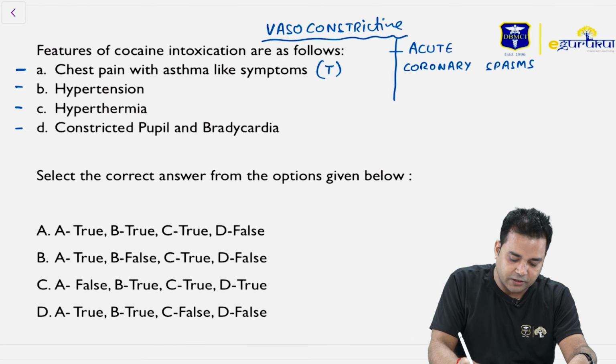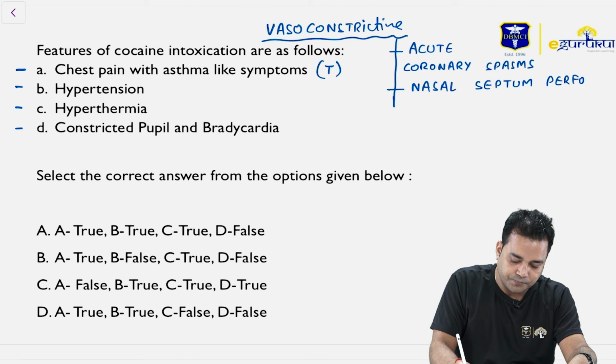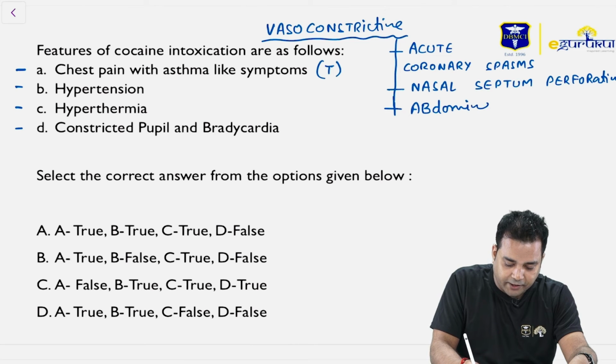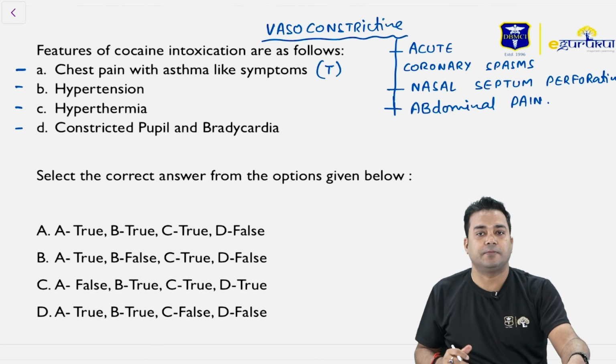Because of its vasoconstrictive nature, it can give rise to nasal septum perforation. Because of its vasoconstrictive nature, it can also give rise to abdominal pain, which is a very common finding. Intense abdominal pain due to ischemia of the stomach and intestine.